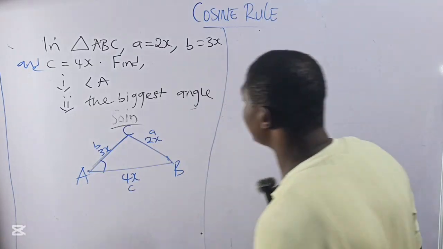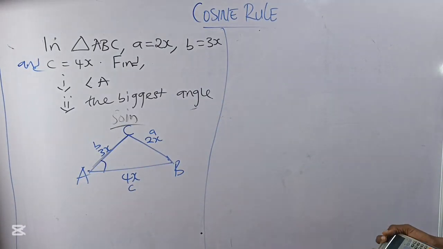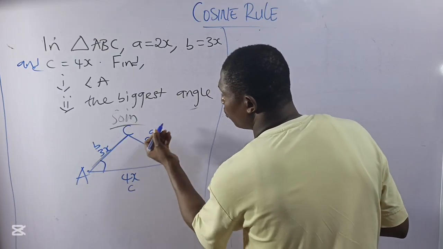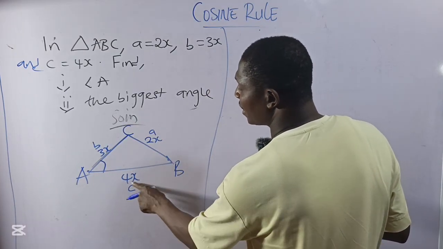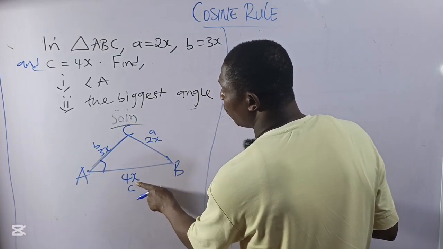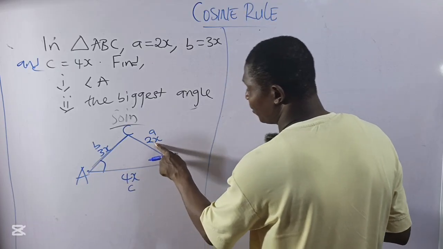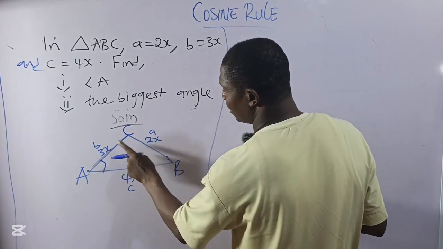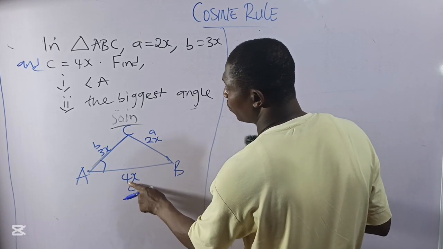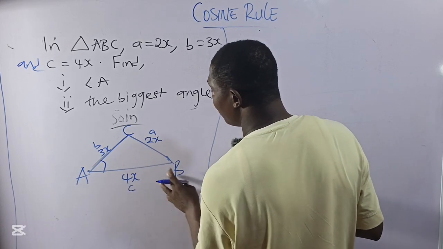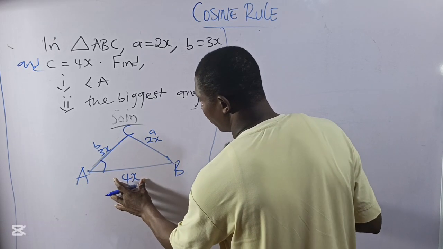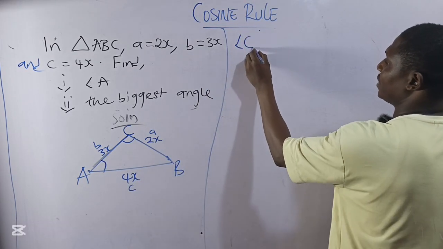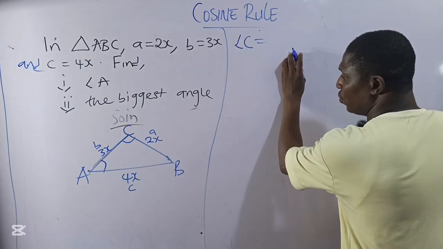Let's try to get our value for the biggest angle. Remember I told you earlier on, the biggest angle will correspond with the biggest side, and the biggest side is 4x. Why? 4x is greater than 3x, greater than 2x, because if x happens to be 10, 3 times 10 will make it 30, 2 times 10 will make it 20, but 4 times 10 will make it 40. So AB is the biggest side, which corresponds to 4x, and it has to do with angle C. So we are looking for angle C.